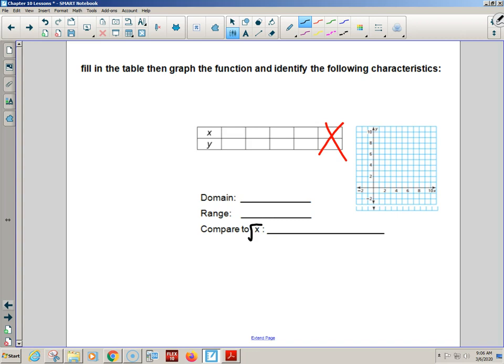Okay, let me go ahead and give you an equation for us to ponder and think about. What if I was to give you something like y is equal to, let's do something kind of small, like negative 2 square root of x minus 4?